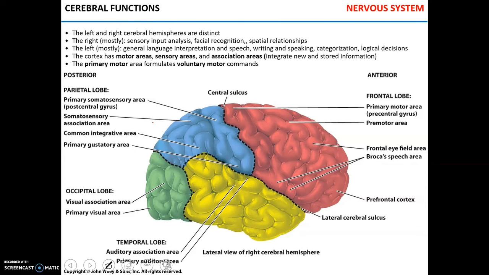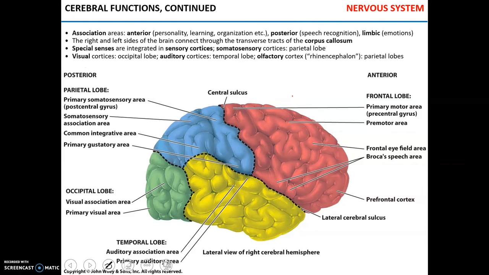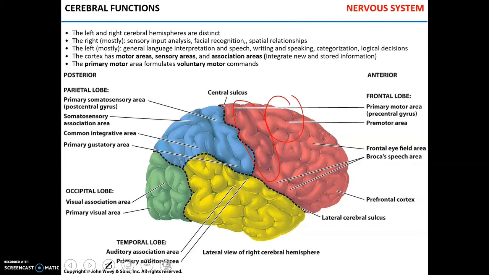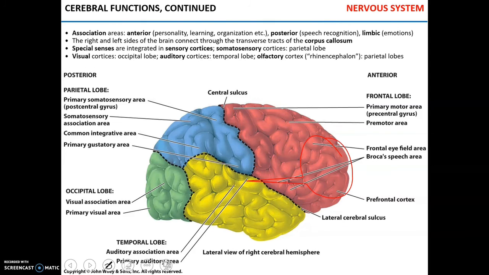So, cortex has distinct cortices: sensory, motor, and association cortices. So, motor areas are responsible for the control of movements, voluntary motor commands, have this primary and premotor area. Association areas, there are three of them. Anterior, let's go back to motor actually. We have motor and premotor areas, which control skeletal muscle movements. Broca's speech area controls muscles that move lips and tongue. And frontal eye field area controls the muscles that move the eyes.